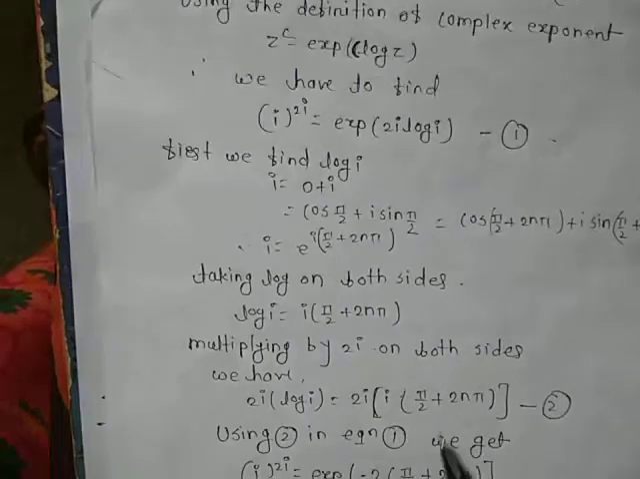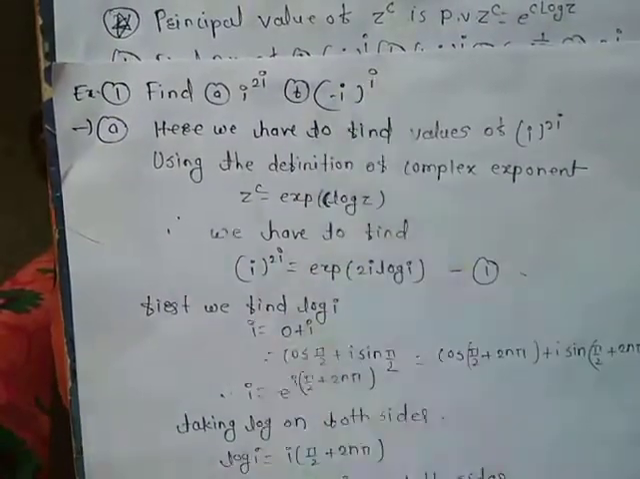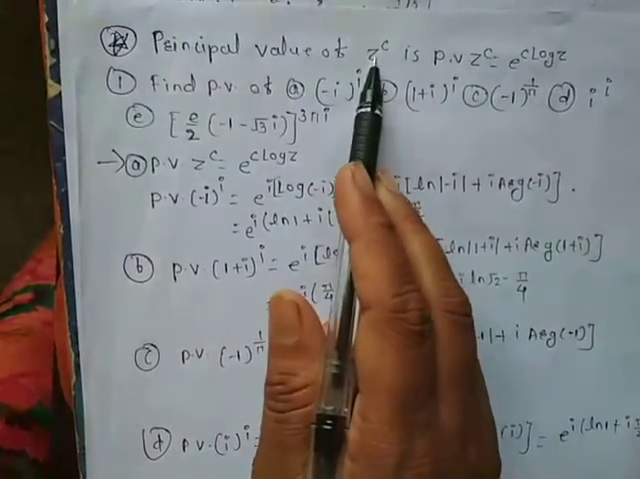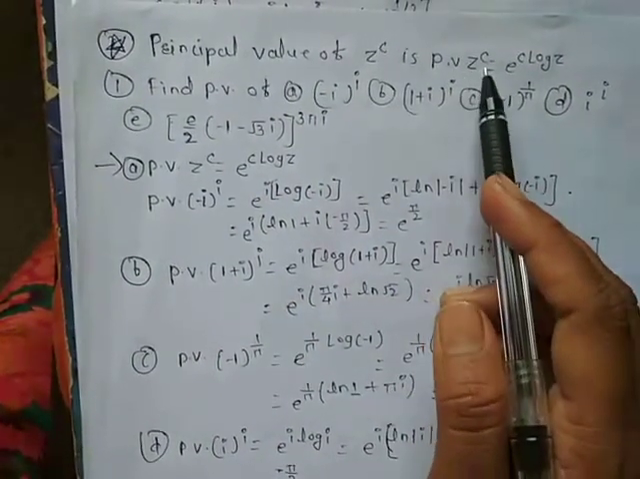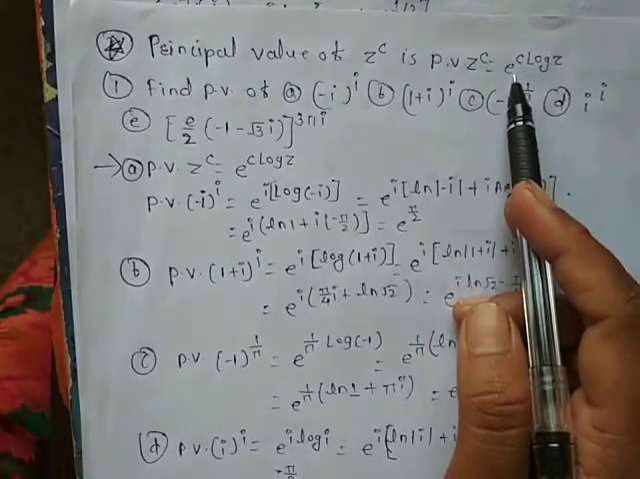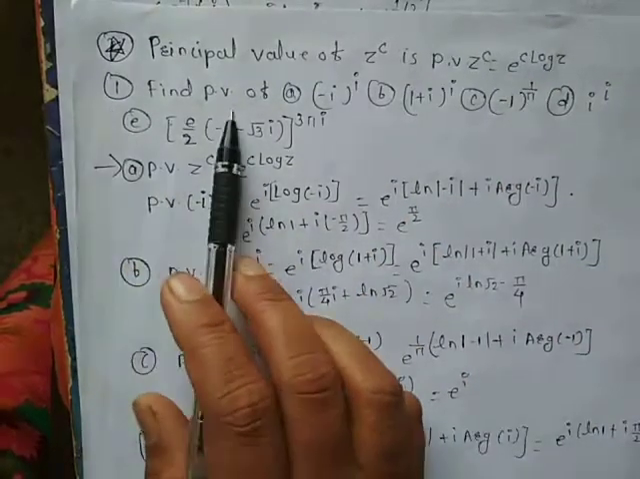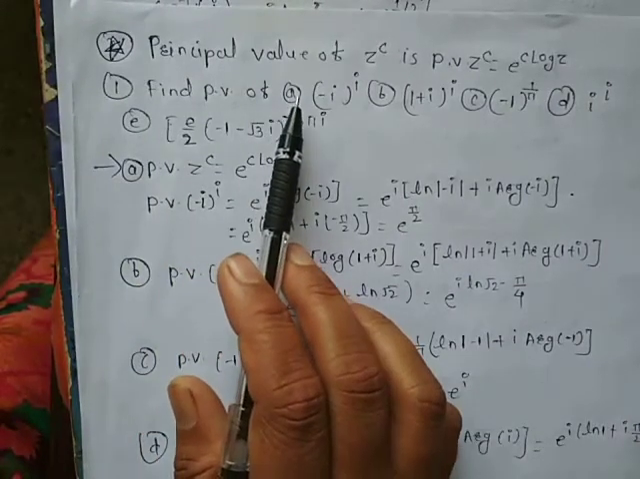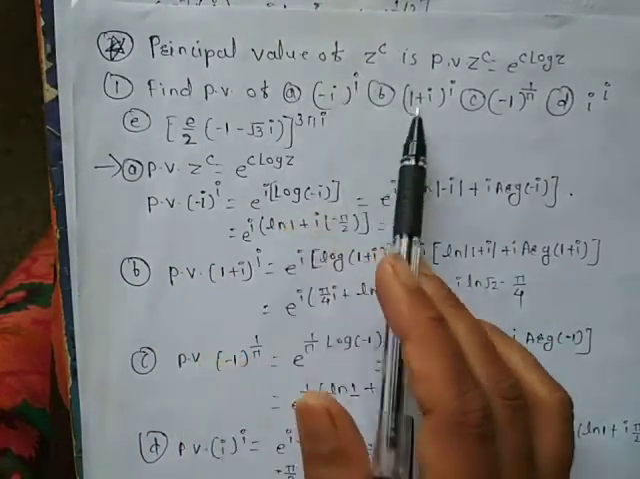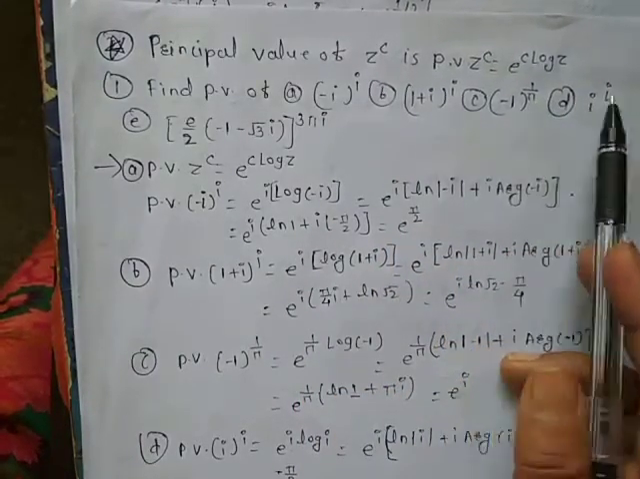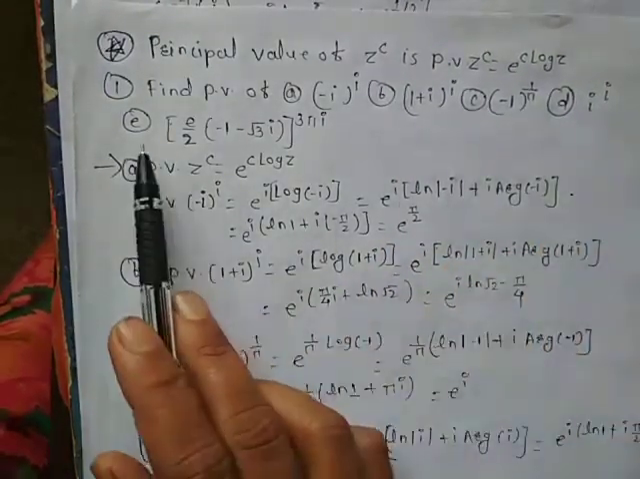Similarly you can solve this example. Next topic is principal value of z raised to c. The principal value of z raised to c is equal to e raised to c into log z. Question: find the principal value of a, minus i raised to i; b, 1 plus i raised to i; c, minus 1 raised to 1 upon pi; d, i raised to i; and e, this.